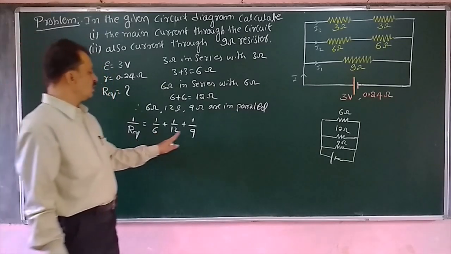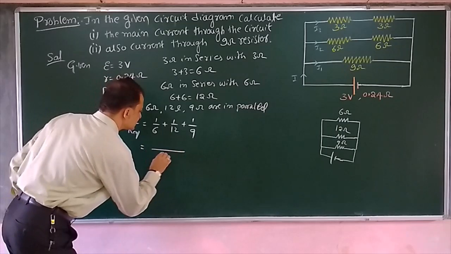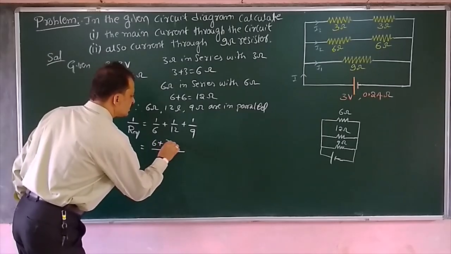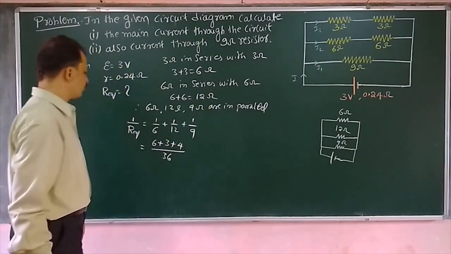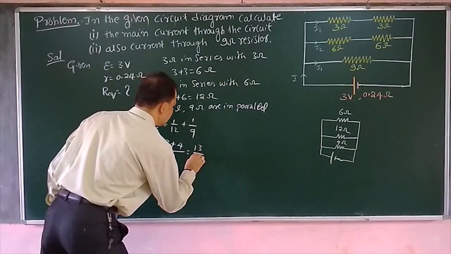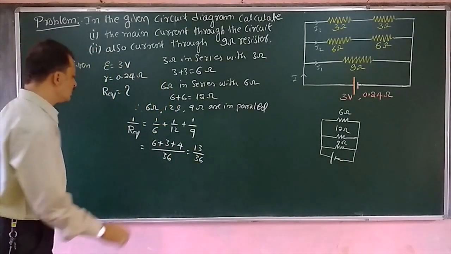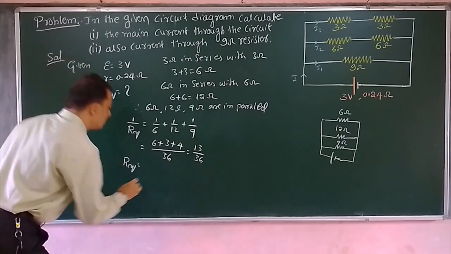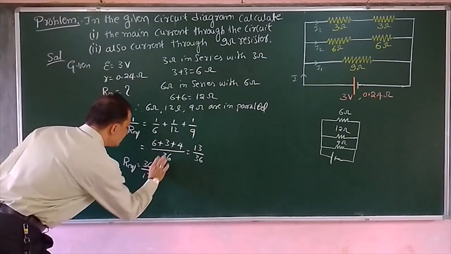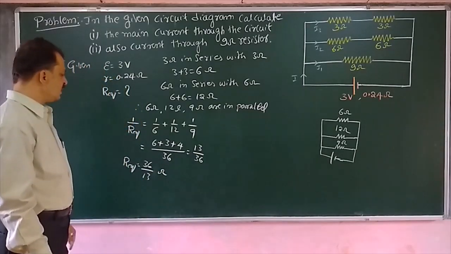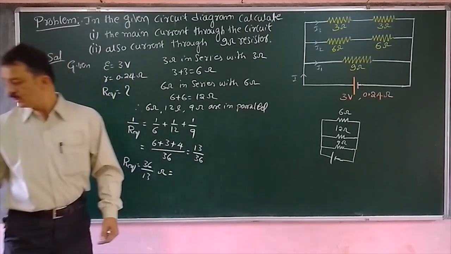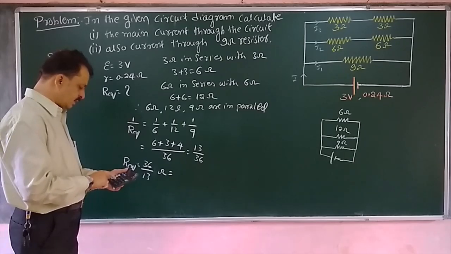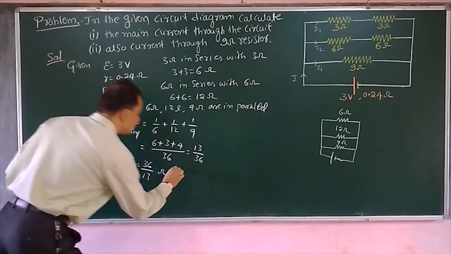Now look here, 6, 12, 9, their LCM is 36, therefore it becomes 6 plus 3 plus 4, that is 13 by 36. Therefore 1 upon R equivalent is 13 by 36. Taking the reciprocal, R equivalent is equal to 36 by 13 ohms. Or if you calculate that one, 36 by 13 is equal to 2.77.